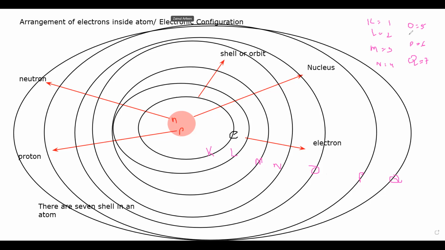Now, our main topic is how to arrange these electrons inside the atom. There are so many atoms, and they have a lot of electrons, so you don't have to learn for all the atoms. What you have to learn is the first 20 elements. Electronic arrangement or electronic configuration.